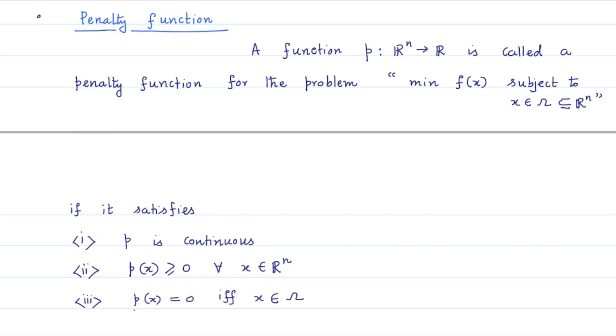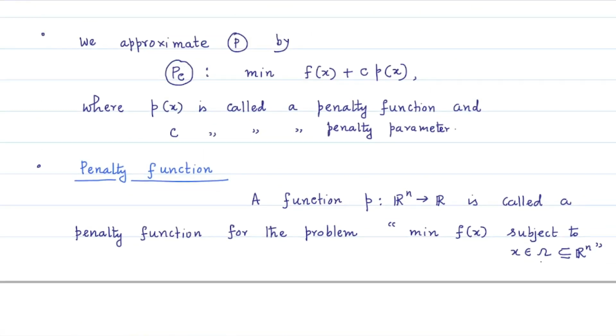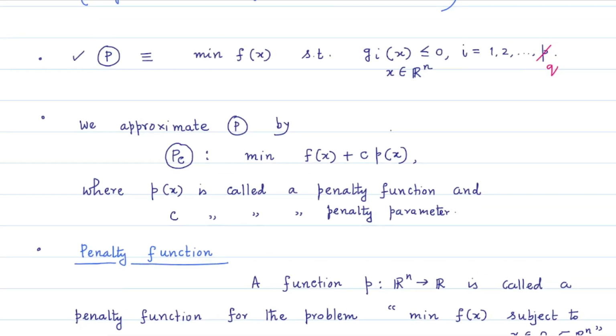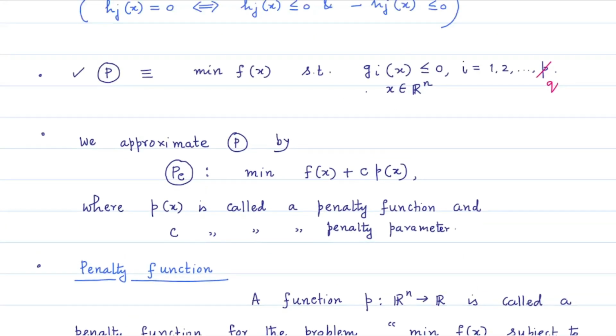Here, as the value of the penalty function is equal to 0 inside the feasible set, we then have positive values for the penalty function outside the feasible set, and hence it is natural that the penalty function p(x) be defined in terms of the constraint functions, the functions that are defining this feasible set omega. That means p(x) is a function of these constraint functions g_1, g_2 till g_q.